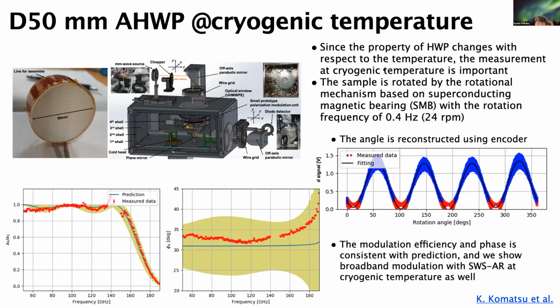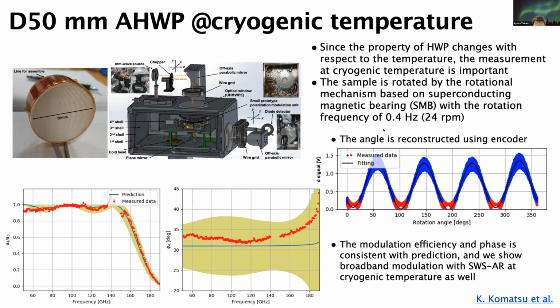So for the validation at the cryogenic temperature, we made a small achromatic half-wave plate with sub-wavelength structures. The diameter is 50 millimeters. We cooled the sample and operated at around 20 Kelvin in the measurement. We also rotated the sample by the rotational mechanism based on the superconducting magnetic bearing, operating with a rotation frequency of 0.4 Hertz.